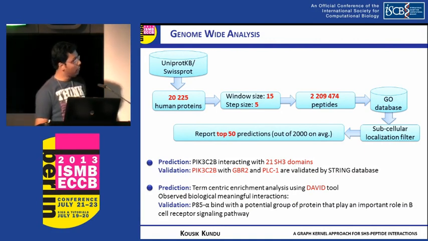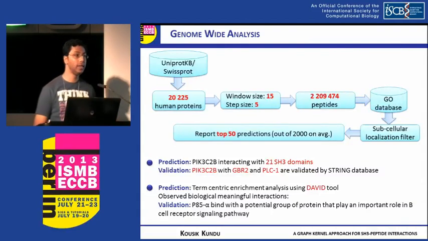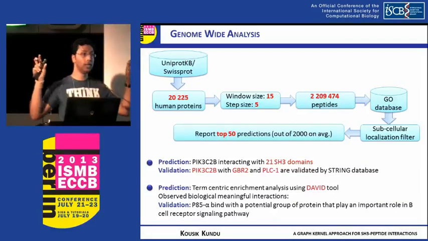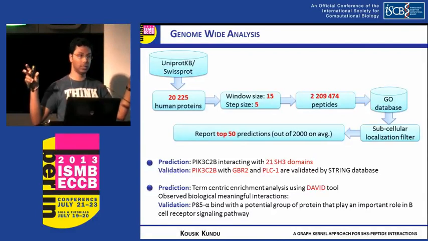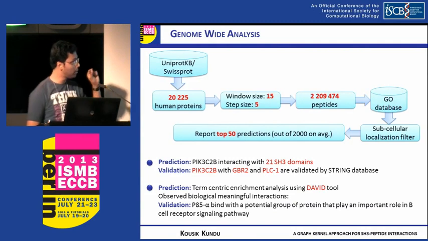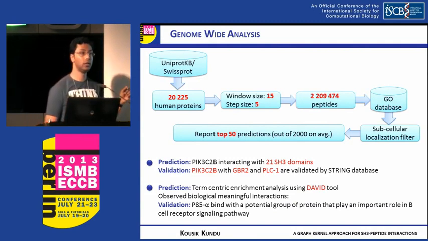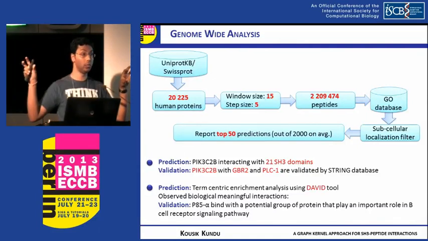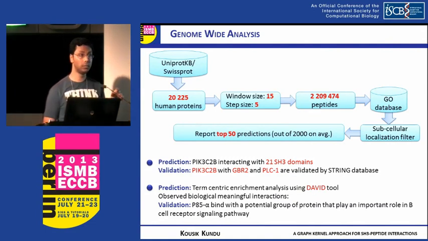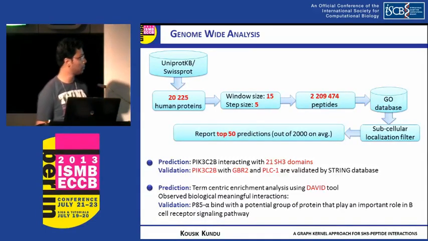Here we introduced a filter approach, which is subcellular localization. It's very unlikely that a domain-containing protein and a peptide-containing protein that reside in different compartments of the cell would bind with each other. Therefore, we applied the filter here. So we allow only the domain-containing protein and the peptide-containing protein if they share at least one subcellular localization term annotated in the GO database.